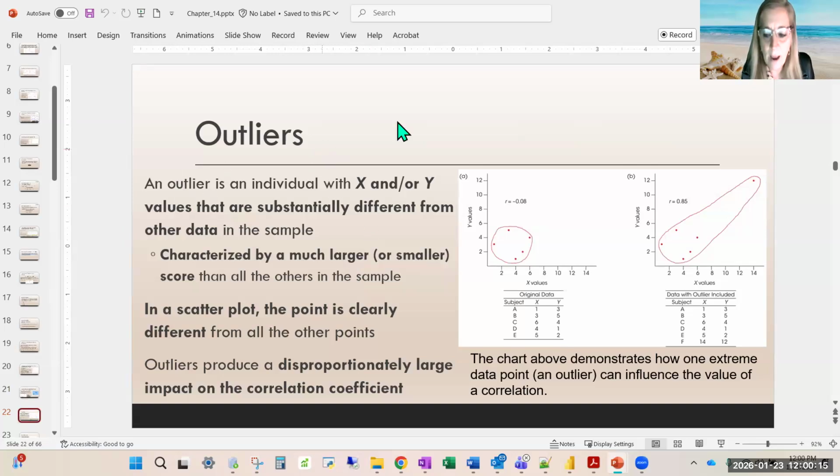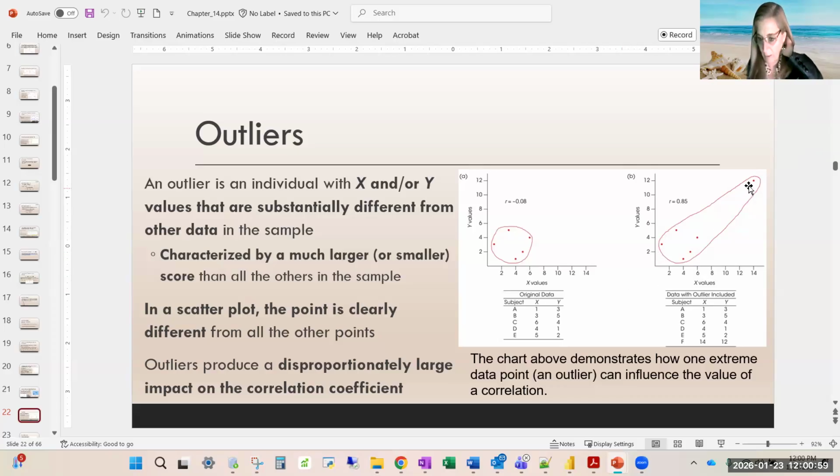All right. Also, if you have outliers in your data, you can end up with false positives, or data that appear to have a relationship but don't. Outliers are individuals with X and/or Y values that are substantially different from other data in the sample. And it would be characterized by a much larger or smaller score than all the others in your sample. So it would look like the one here in chart B, for example. And it will be obvious when you plot out your scores. And this can impact the results of your study.